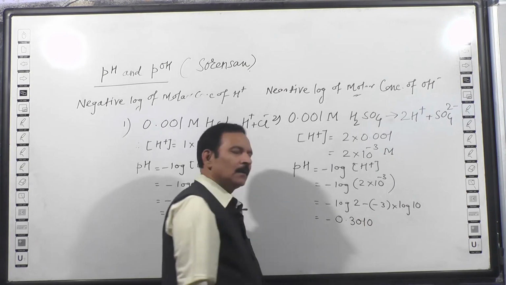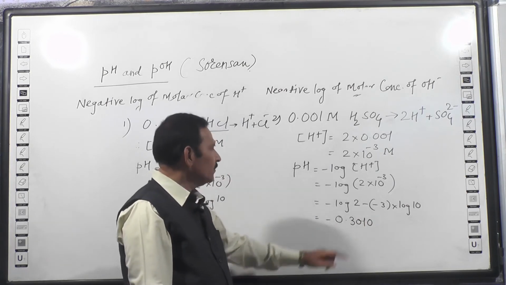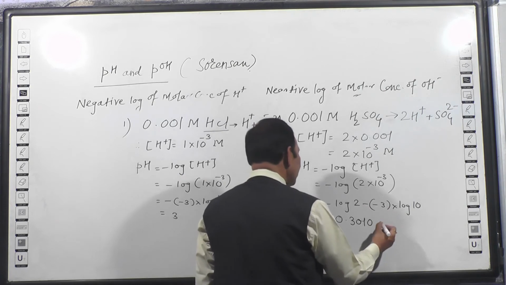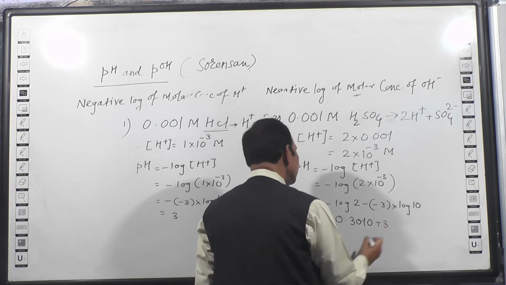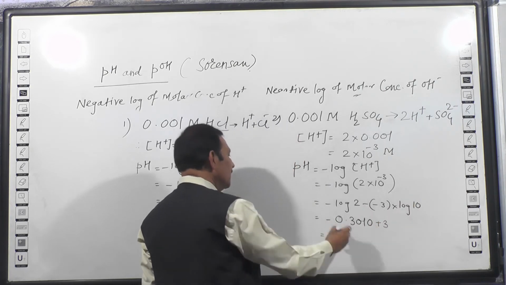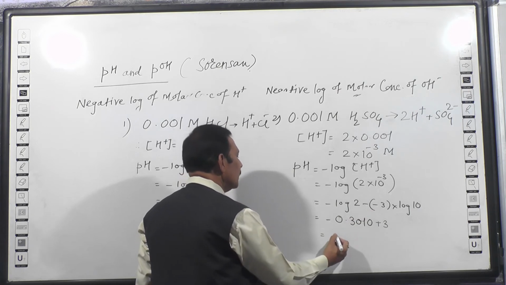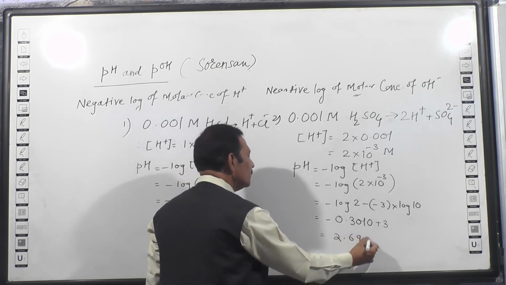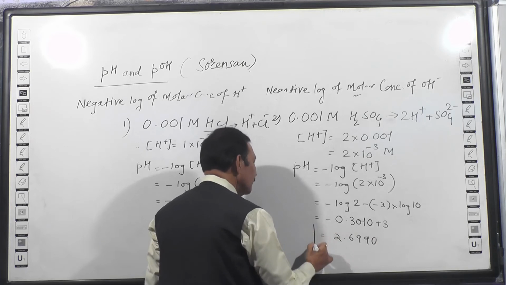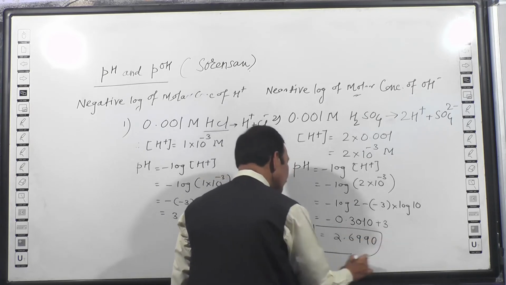0.3010. Log of 2 to base 10 is 0.3010. Minus of minus, it is plus 3. Log 10 is 1. So if this is solved, 3 minus 0.3010, it is 2.6990. So very important conclusion we are getting from this.